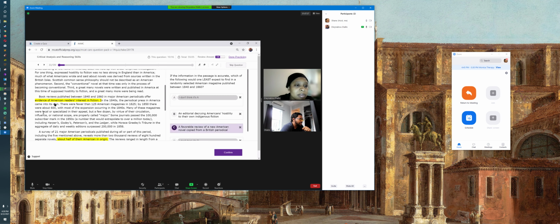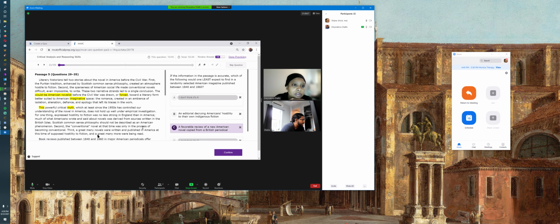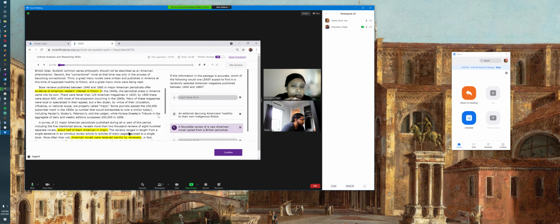It'll be C because it says here many were local or specialized in their appeal. It doesn't say anything about that, but it did say a few had national scope and are properly called majors. So are those the ones that were mostly written? Because then C could be right, because a national scope would cover British things. Let me see that third paragraph again, because that's the only thing that says half of them are American. So that means there are going to be some reviews, but they're American periodicals. A favorable review of a new American novel, why does it say copied from a British periodical? If the information in the passage is accurate, which of the following would one least expect to find in a randomly selected American magazine? What did D say again?